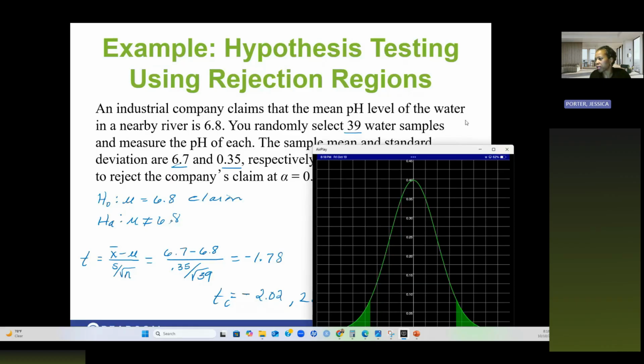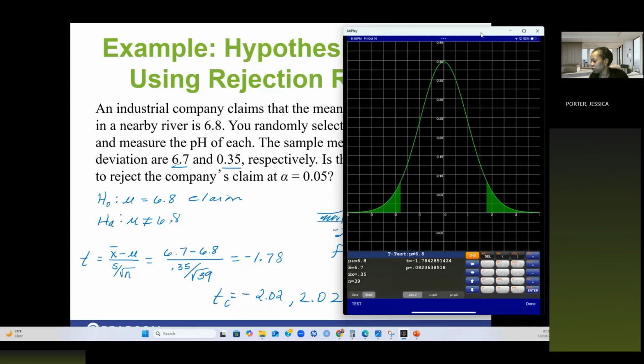Oh, I'm sorry. I was doing all that typing and you didn't even see it. Rewind. I was up here, selected the two-tailed test, and then 6.8, 6.7. I'm just putting in the information, 39, hit enter. And notice my p-value is 0.082.